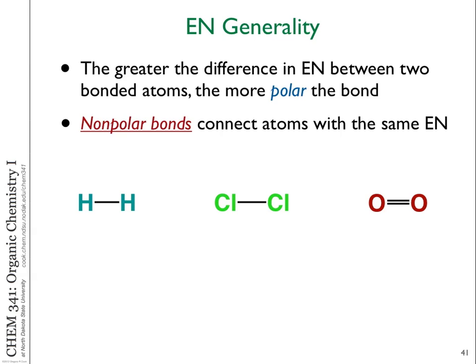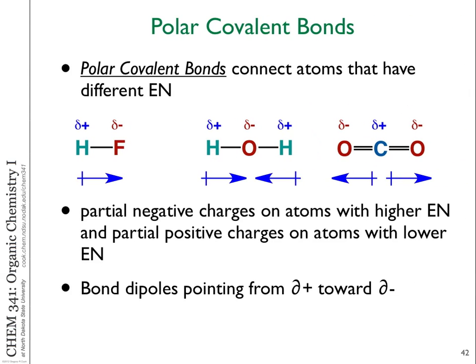Chlorine, oxygen. These are diatomic molecules of the exact same element. This is where it leads to polarized bonds, and then we can have different kinds of reactivity.